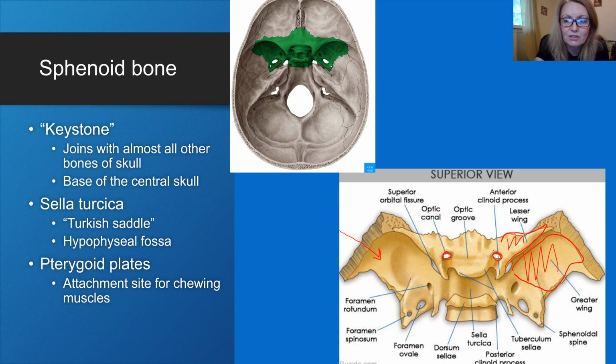Another interesting feature of the sphenoid bone is this part right in the middle. This is called sella turcica, and sella turcica means Turkish saddle. Inside the sella turcica, you have the hypophyseal fossa, and what sits inside this fossa is the pituitary gland. We do have pterygoid plates that we cannot see in these pictures. You can just say that some chewing muscles are attached to the sphenoid bone.